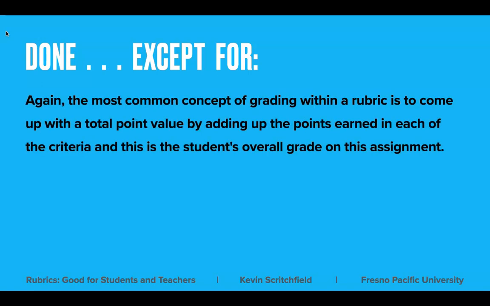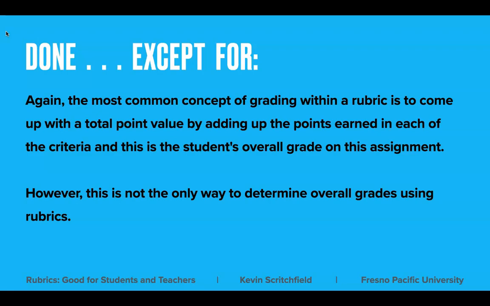So the most common concept of grading within a rubric is to come up with a total point value by simply adding up all the points earned in the criteria and performance levels for that student's overall grade on the assignment. That's the normal, typical way of doing it. The examples that I'm going to show for you are a little bit more complicated, but you may choose to use it depending on the assignment.